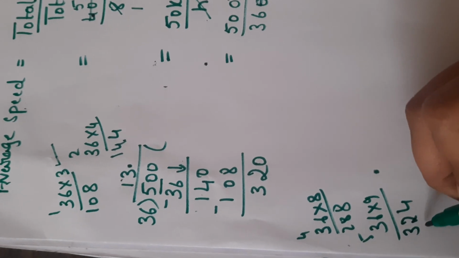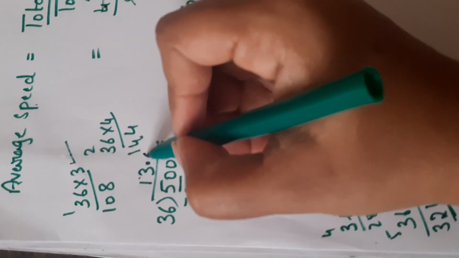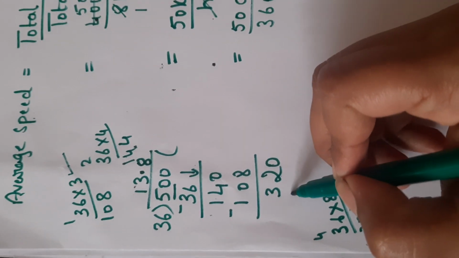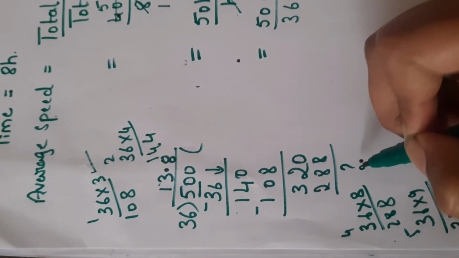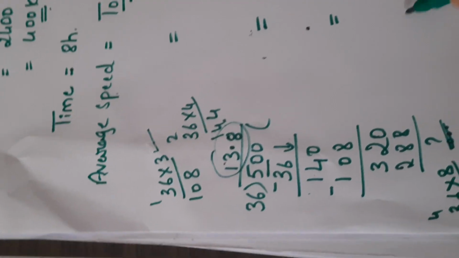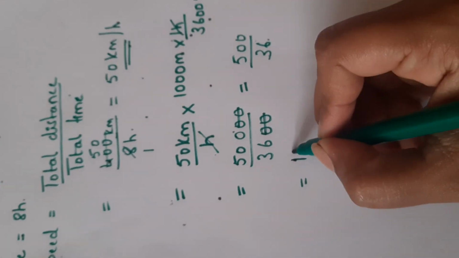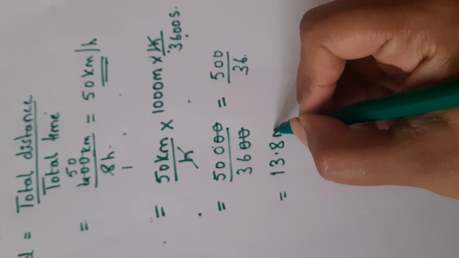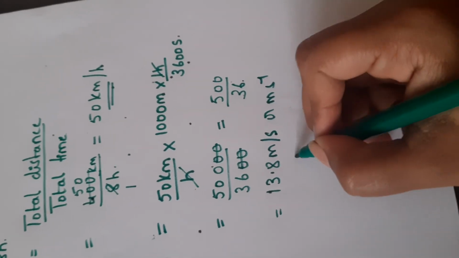27 plus 5 is 324, which is more than 320. So let us go with 8, which is 288. I am not interested in this value, because I want the value which I got. So that is 500 by 36, which is 13.8 meter per second, or ms to the power minus 1.